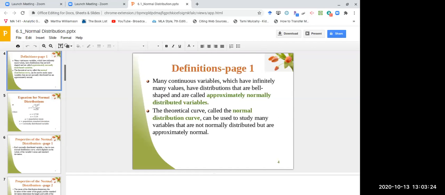Many continuous variables which have infinitely many values have distributions that are bell-shaped and are called approximately normally distributed. The theoretical curve called the normal distribution curve is used to study many variables that are not normally distributed but are approximately normal. This is things like normal growth curves in children. It could be the distribution of SAT scores. It could be even something like in healthcare, the distribution of like normal blood pressure or normal blood levels.